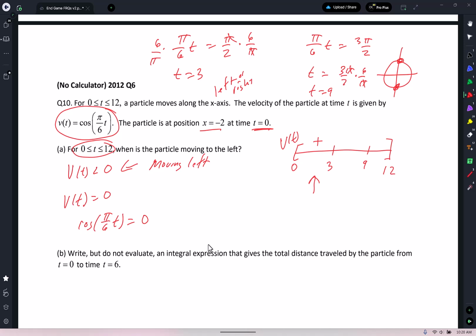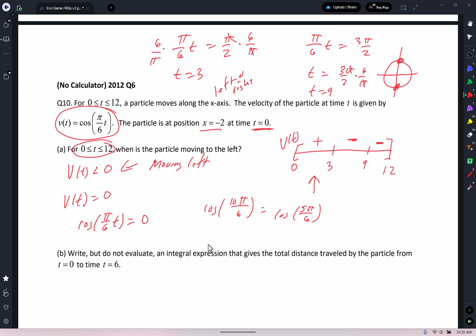Positive. I'm going to pick a number between 3 and 9. I guess like 6, because there's already a 6 down there. If I plug in a 6 in there, I get cosine of pi. Cosine of pi is negative. It's negative 1, but you just care about the sign. I'm going to pick a number between 9 and 12, like 10. So I'll write cosine 10 pi over 6, which reduces to cosine 5 pi over 6. Cosine 5 pi over 6, that's in quadrant 2. And that is also negative. Let me know, because I make mistakes all the time.